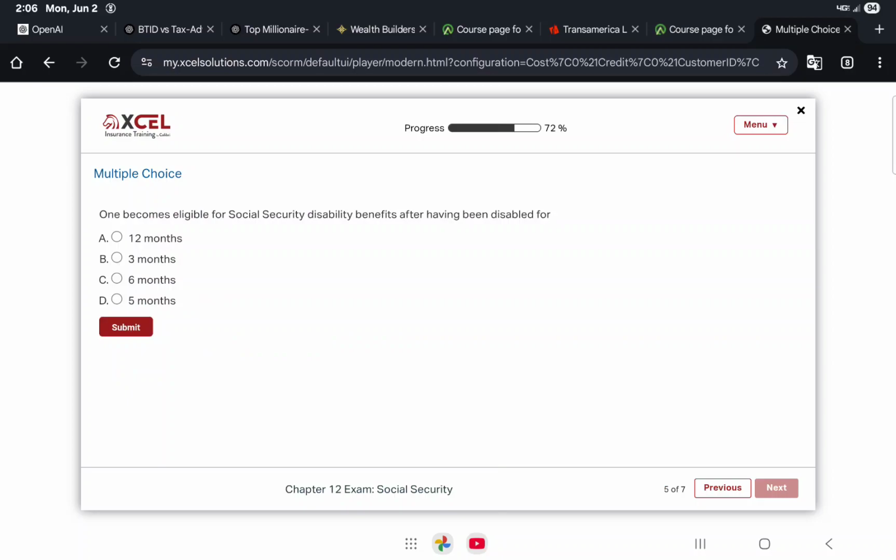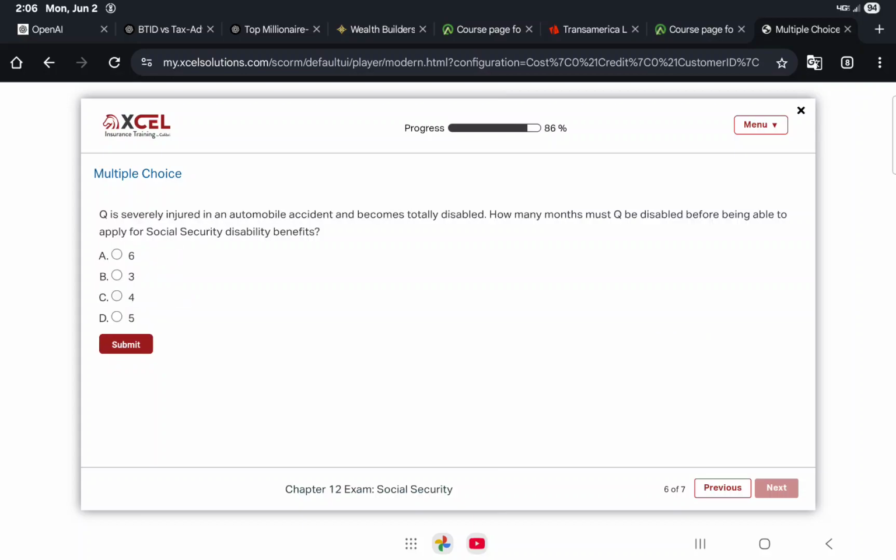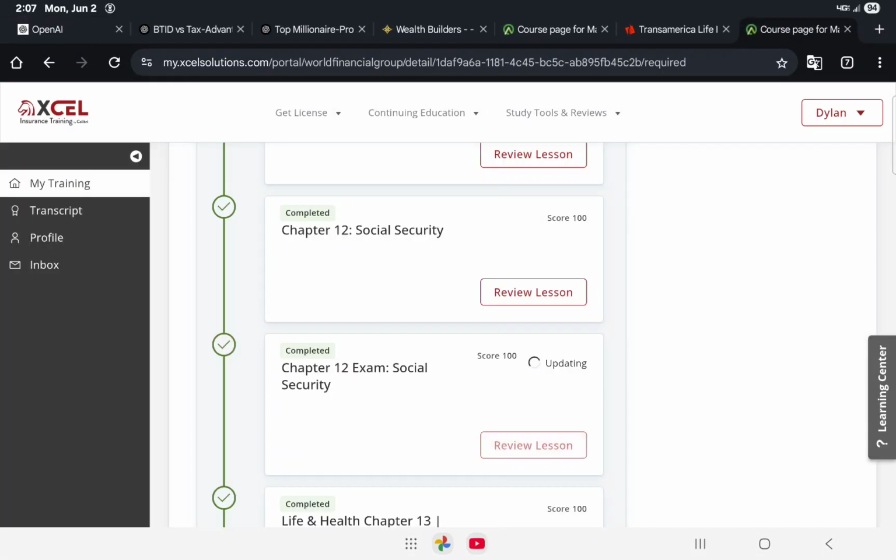One becomes eligible for Social Security disability benefits after having been disabled for, I believe this one was 6 months. Oh no, actually I made a comment. It was 5 months. After 5 months. Q is severely injured in an automobile accident and becomes totally disabled. How many months must Q be disabled before being able to apply? This is going to be the same as that last question, just with names. 5 months. Okay, so like I said, Social Security is a pretty small chapter.